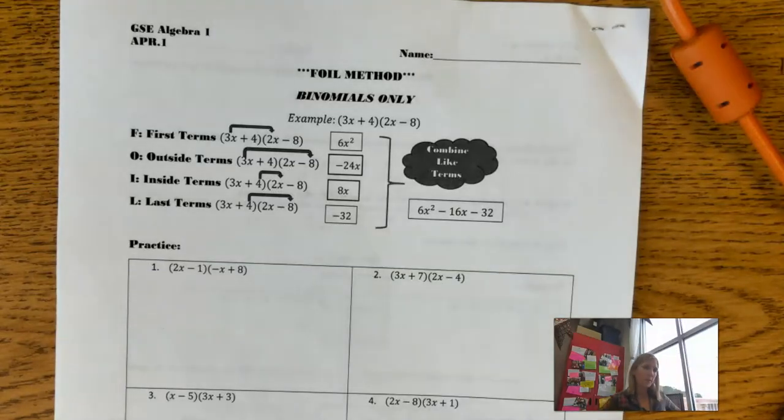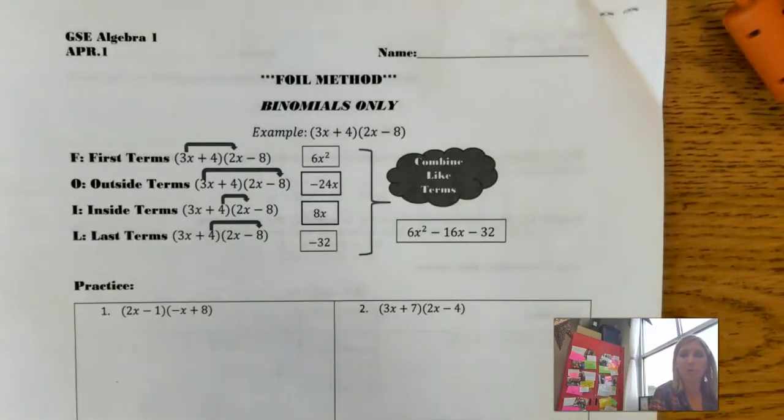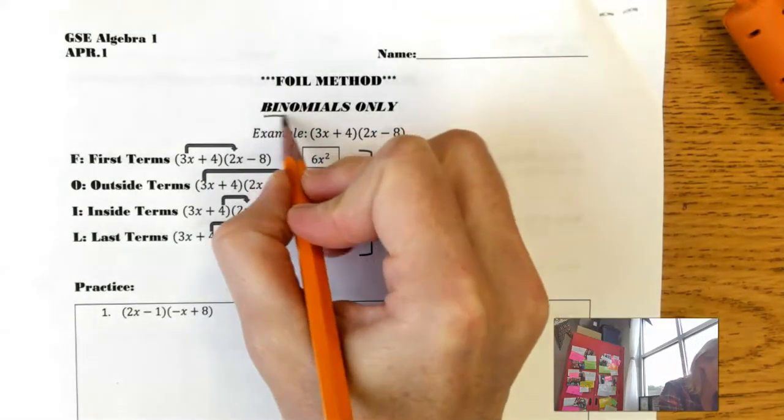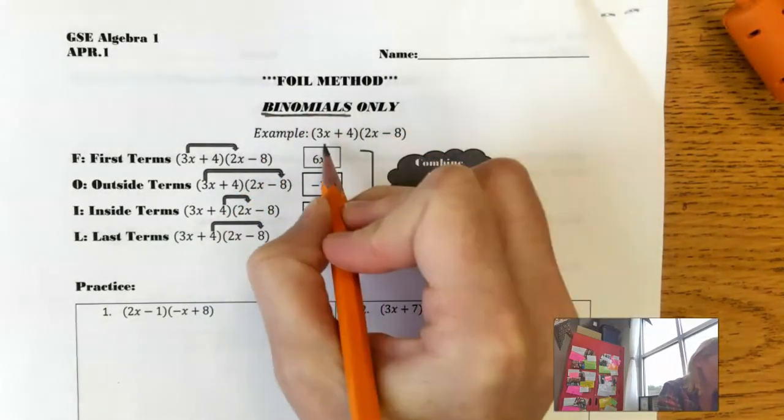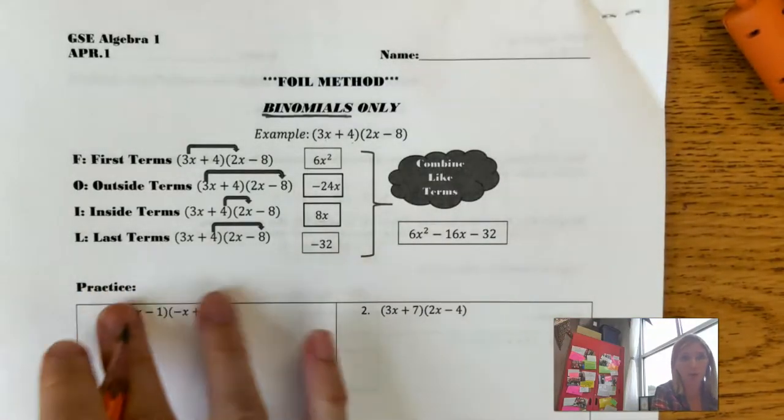Algebra 1, the very last method of multiplying polynomials that we didn't get to was FOIL. The FOIL method works for binomials only. Binomials mean that each of the polynomials only has 2 terms. So if one of the polynomials has more than 2 terms, you cannot use this method.